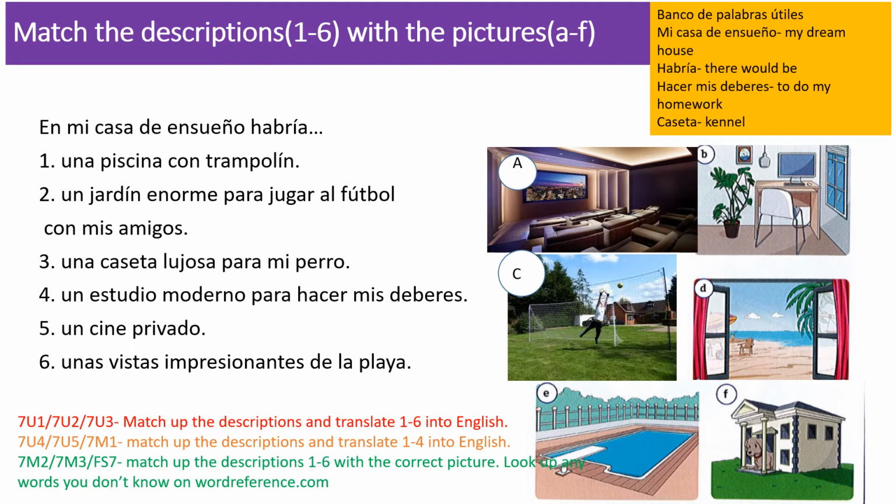I've also given you a banco de palabras útiles, and that should help you work out your sentence starter. So, en mi casa de ensueño habría, you should be able to work that out from using your banco de palabras útiles. So I've given you just some key vocab there. Again, open up your answers PowerPoint, mark your work in a different coloured pen.